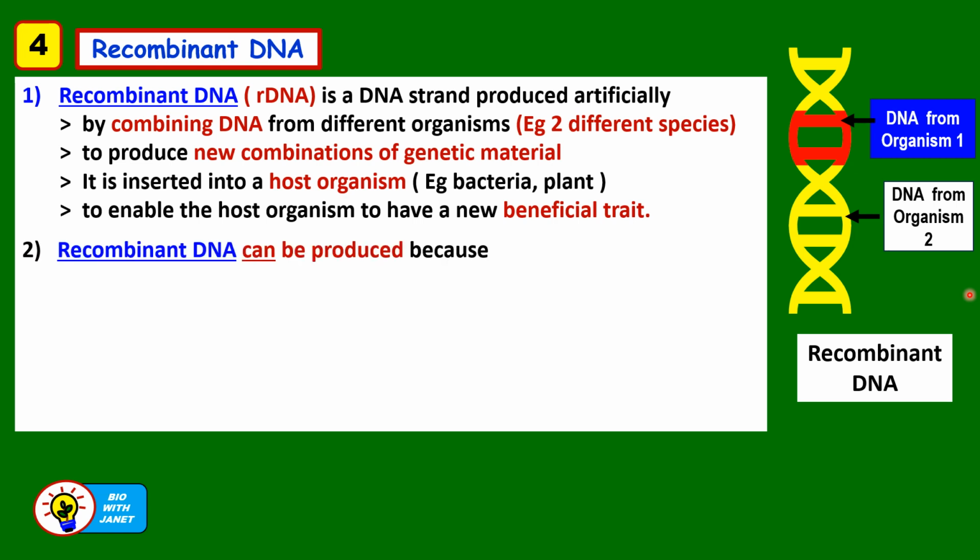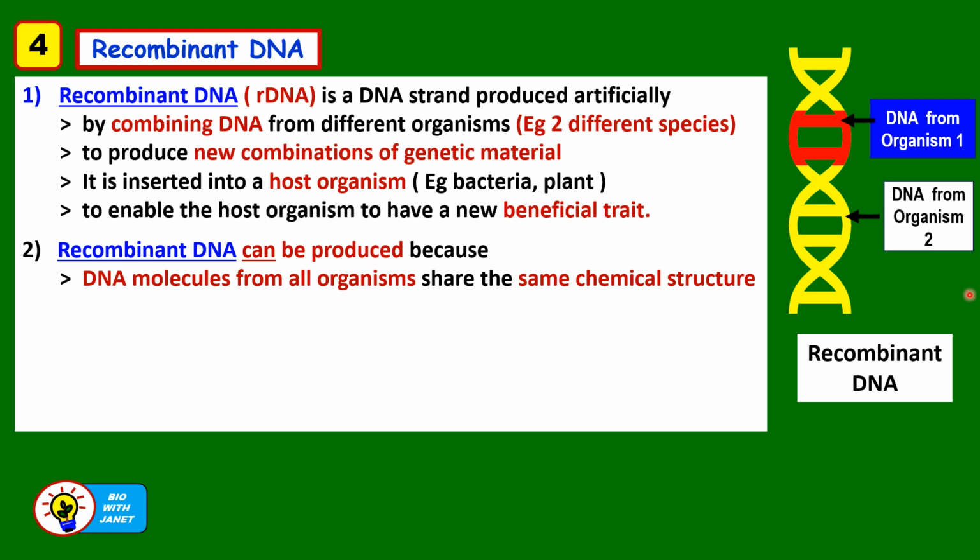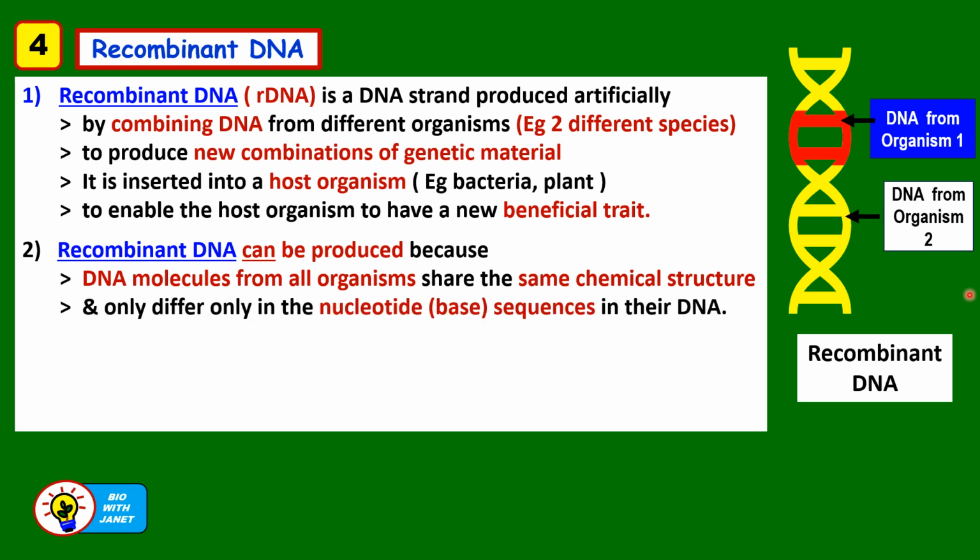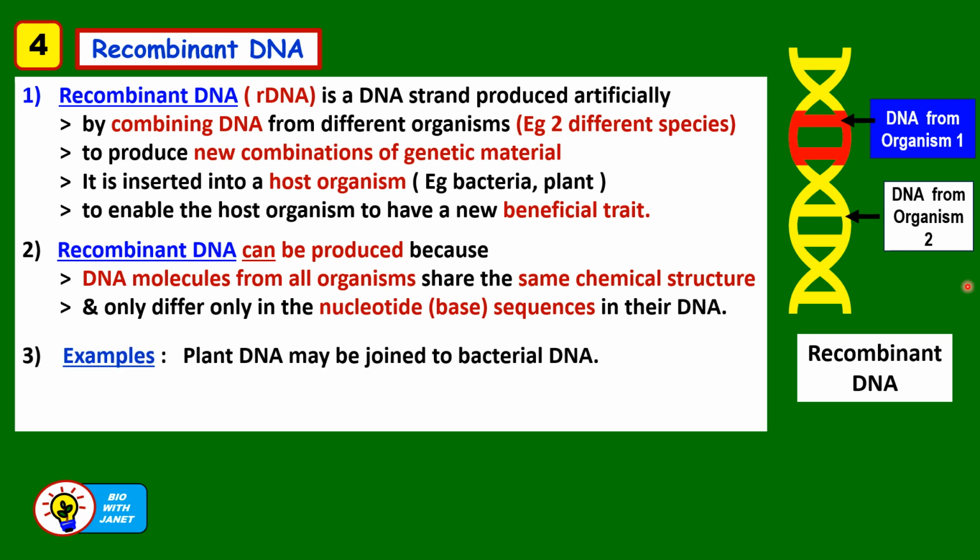Now, recombinant DNA can be produced because DNA molecules of all organisms share the same chemical structure, where they have these bases like adenine, thymine, cytosine, and guanine. It is fascinating to know that all organisms share the same chemical structure in their DNA. They only differ in the nucleotide or base sequences in their DNA. So that's why DNA from different organisms can be joined together using enzymes.